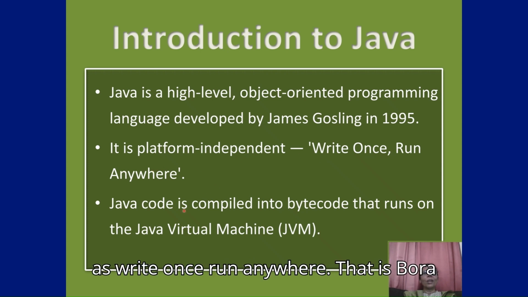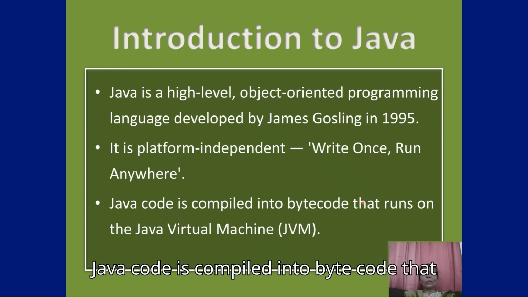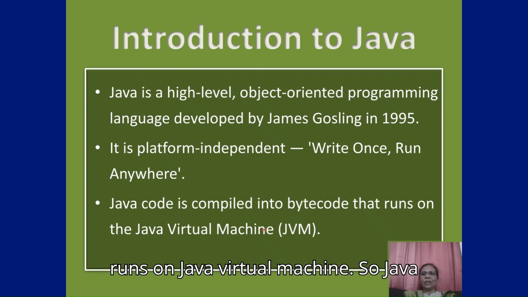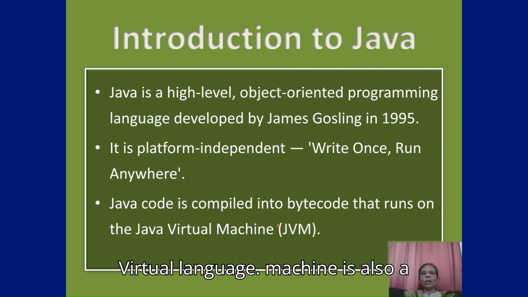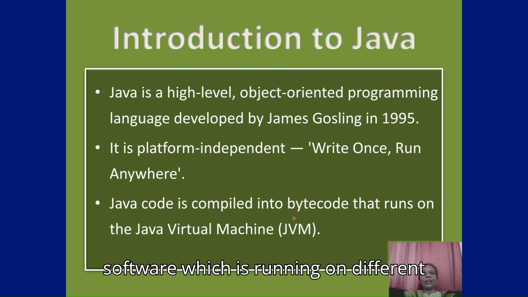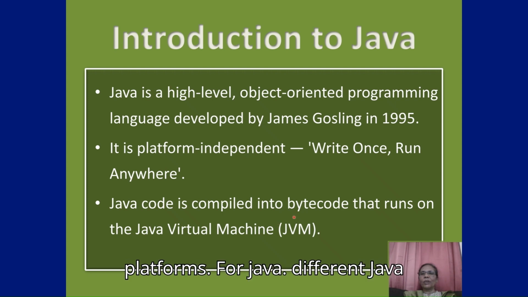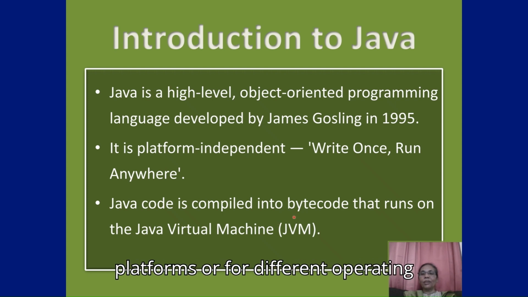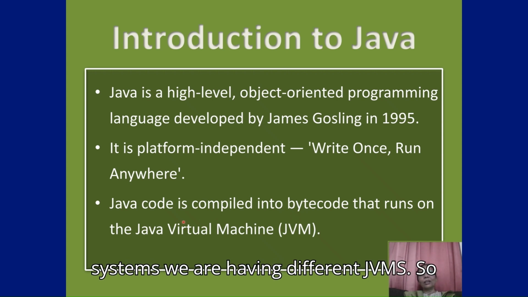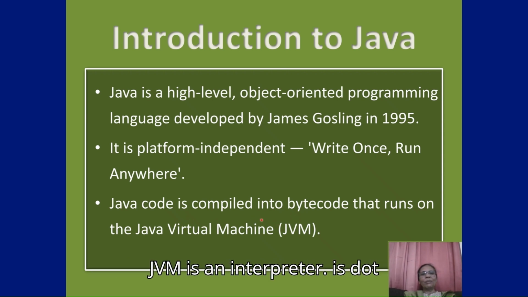That is WORA. Java code is compiled into bytecode that runs on the Java Virtual Machine. So the Java Virtual Machine is also software which runs on different platforms. For different operating systems, we have different JVMs. So JVM is an interpreter.